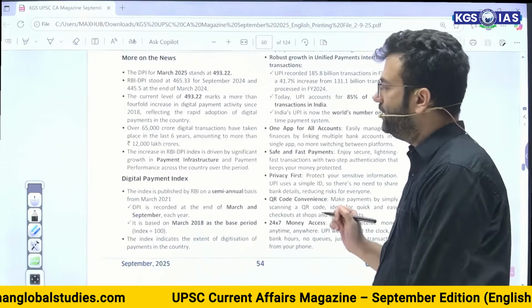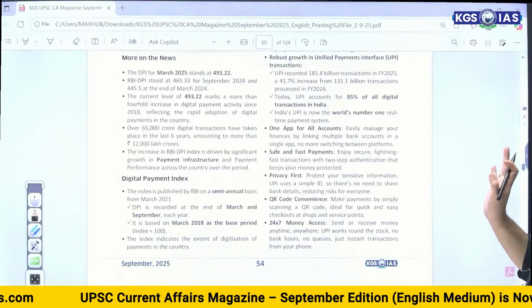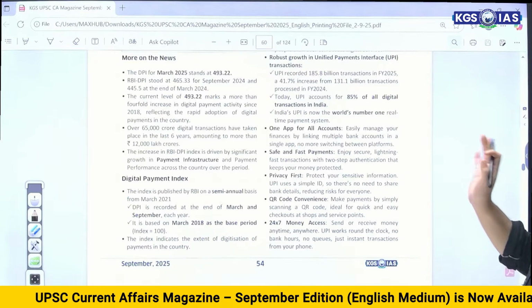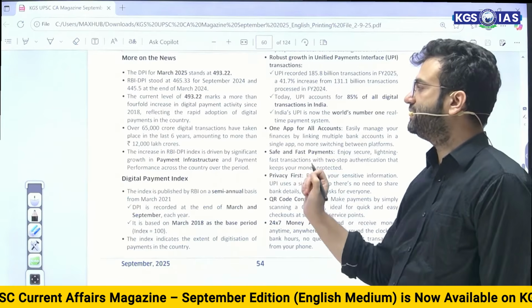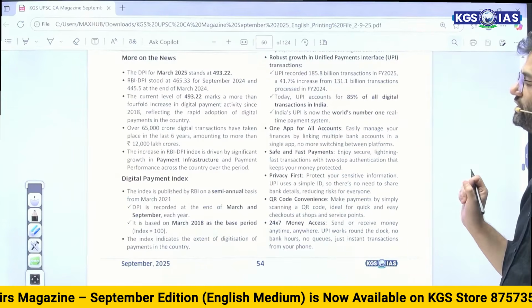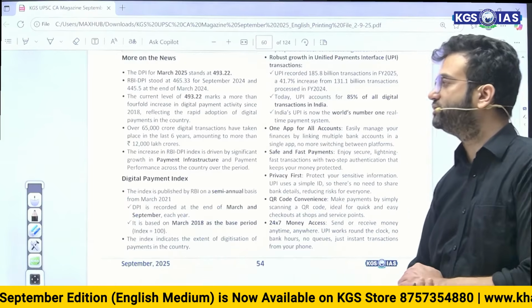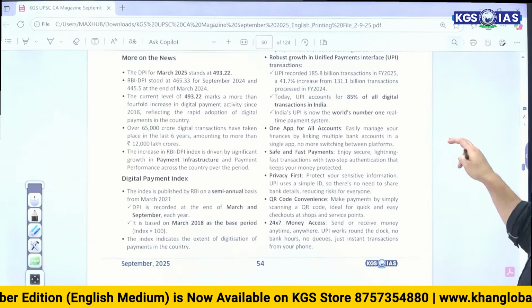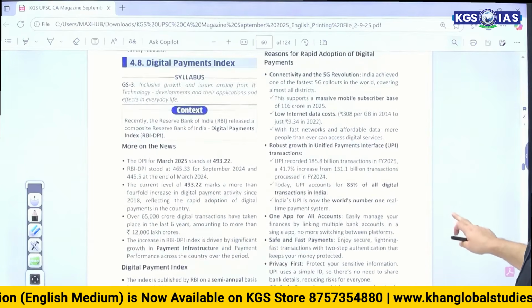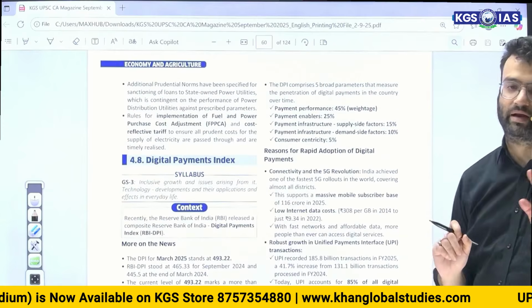Now this index is published by RBI on a semi-annual basis, and over the last 6 years, over 65,000 crore digital transactions have taken place with an amount of more than 12,000 lakh crore. This digital payment index consists of 5 broad parameters.